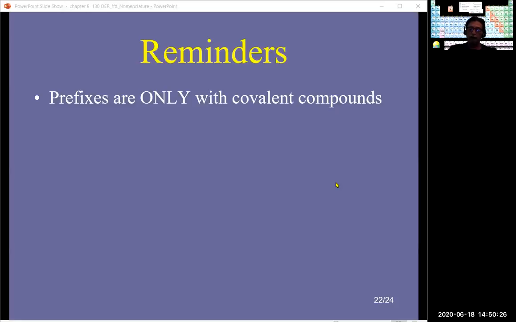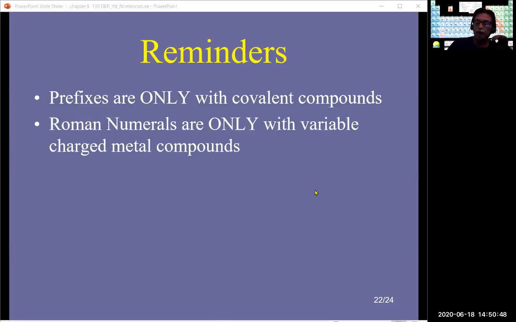All right, remember a couple of reminders. Prefixes are only good for covalent compounds. Let me restate that. Don't use prefixes for ionic compounds, only for covalent compounds, okay? Always use Roman numerals for those metals that have variable oxidation states. And there are 16 of them that you always know 100% of the time the oxidation state. Those don't require Roman numerals, okay? Because those are constant.